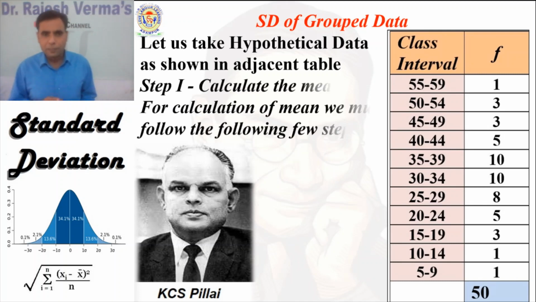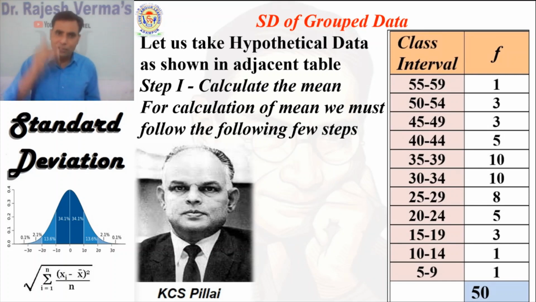The first step is to calculate the mean of the group data. For calculation of the mean, we must follow a few steps. Here is again hypothetical data in this table. First, these are the class intervals we have devised, and these are the frequencies. You will get this much data in your question paper, and from that you have to calculate the standard deviation.